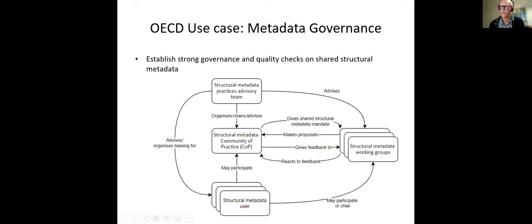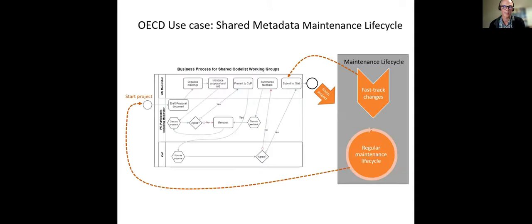So when there's some shared structural metadata, such as a code list on economic activity, we form a working group of whoever wants to participate in that working group to come up with a proposal on such a code list. When they're done, this gets passed to the community of practice for review, commenting and hopefully approval at the end of the day. Structural metadata users can participate in the COP, and there are all these links around. But this works very well. Of course, you have to have some resources to put this in place, but personally, I think as a generic governance structure for shared structural metadata, it's been quite a success at the OECD.